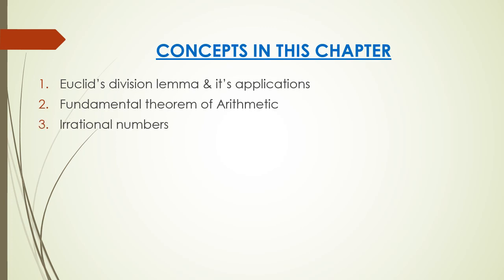The third concept which we are going to study is irrational numbers. Here we are going to prove how numbers like square root 2, square root 3, square root 5, square root 7 are irrational by using the indirect method of proof. And the last part of this chapter is rational numbers and their decimal expansions. Here we will be able to state whether a given rational number has a terminating decimal expansion or a non-terminating recurring decimal expansion by using prime factorization.